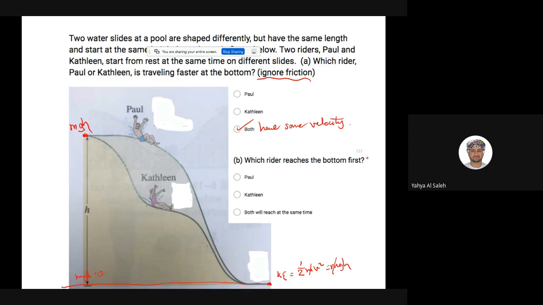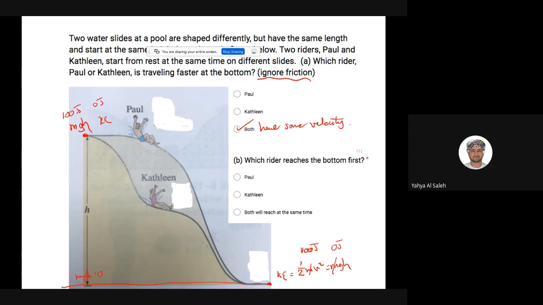Okay, here is something. They both start with mgh. They both end up with half mv squared. And we agree that if at the beginning they had 100 joules of mgh and 0 joules of KE, at the end they will have 0 joules of mgh and 100 joules of KE. Right? Yes. Okay. But then the question is, how fast is the mgh being converted to KE?